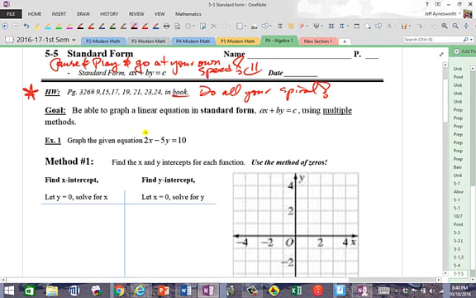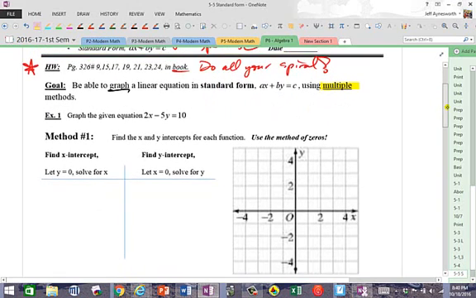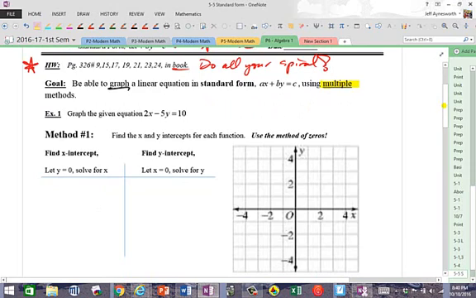The goal is to be able to graph an equation in standard form, which is ax plus by equals c, using multiple methods. Not just one way, but multiple ways. So I want you to be good, because depending on the situation, you may prefer one way over the other. So let's learn them all.